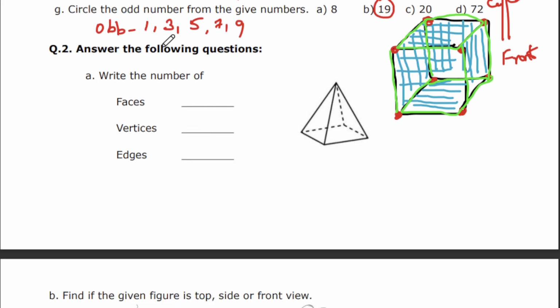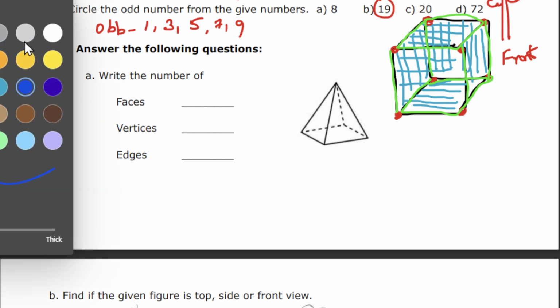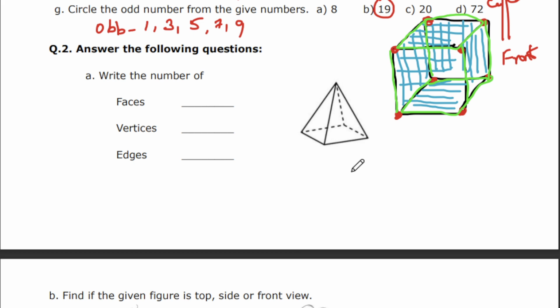Write the answer to the following questions. We are given a square pyramid here. You have to write the number of faces, vertices and number of edges. For this, we will draw the net of the square pyramid. It will be very easy when you draw a net and do it. So this is the net of the square pyramid.